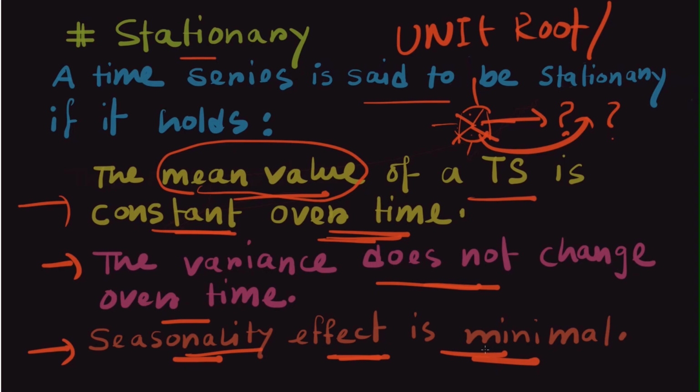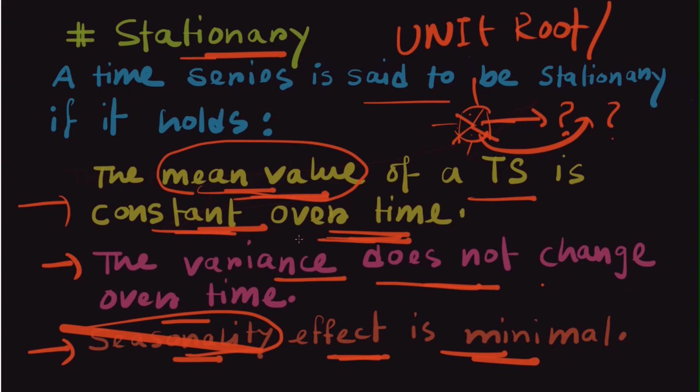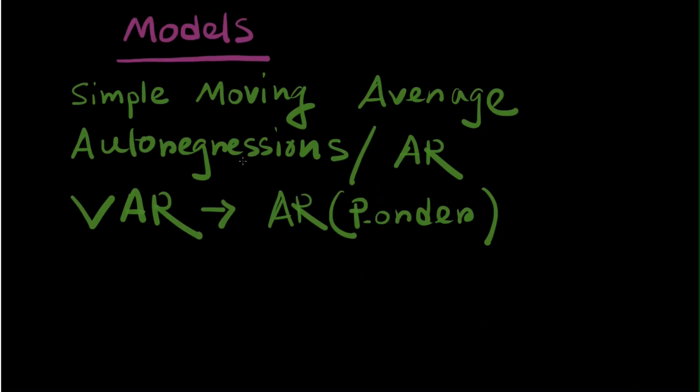So here you can see seasonality does not impact the model, the variance is constant, and the mean value is constant over time. If it holds these three characteristics, then we can say your time series is smooth and ready for analysis. Now, what are the models that we usually use in time series analysis?